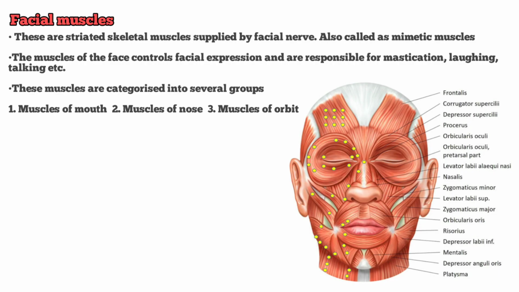Facial muscles. These are striated skeletal muscles supplied by the facial nerve, also called mimetic muscles. The muscles of the face control facial expression and are responsible for mastication, laughing, talking, etc. These muscles are categorized into several groups: 1. Muscles of the mouth. 2. Muscles of the nose. 3. Muscles of the orbit.